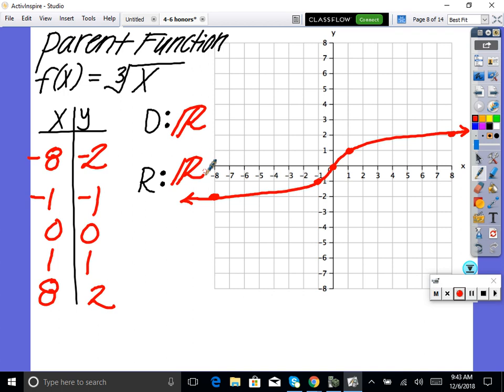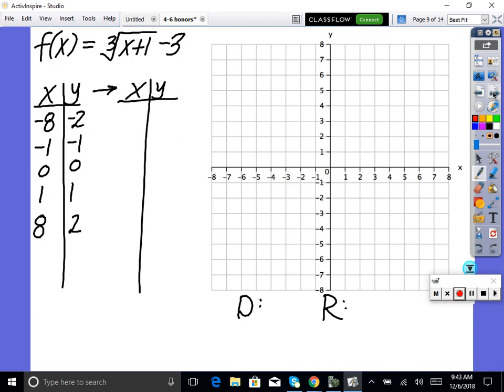Now picture me shifting this graph around, moving it. Will that change the fact that it's pointing left and right forever? No, and it will not change the fact it's pointing down and up forever. For all cube roots, domain and range, no matter what, are always all real numbers. So those are easy to find. So now let's just do maybe one example of such.